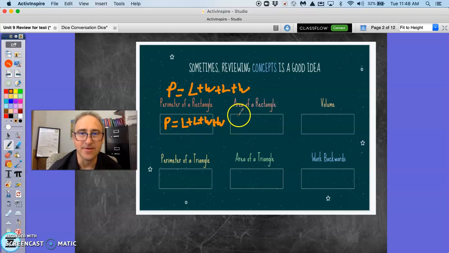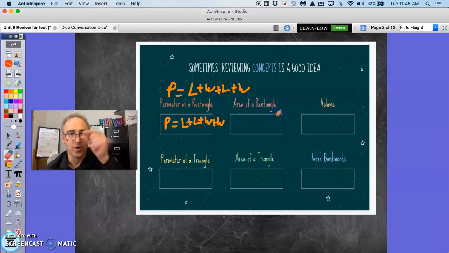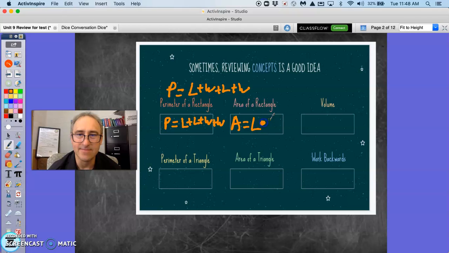Area of a rectangle, that's the amount of space that it takes to cover up the object, whether it's with paint or tiles. So how do you find the area, or how many little 1 by 1 squares there are? Well, we take the length times the width. We only need 2 parts, 1 length and 1 width.